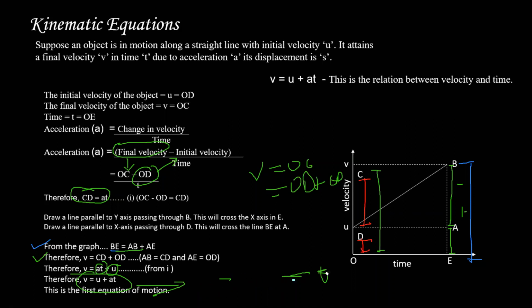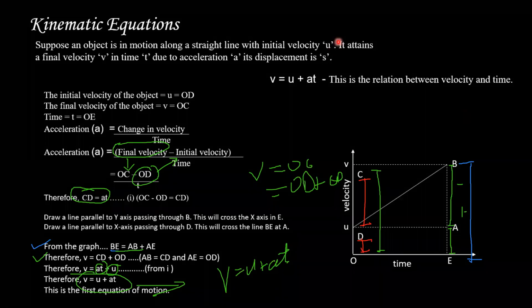Now I understand this can get a little technical, but it is not difficult. It is a lot of information, but it is doable. Just pay attention to the steps. So people, this is how we derived the first kinematic equation. What it means is final velocity v is equal to initial velocity plus acceleration into time. That is v is equal to u plus at. So this is the first equation.